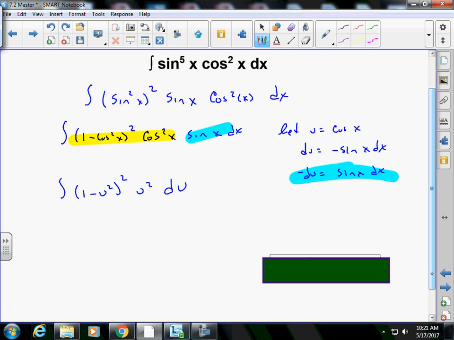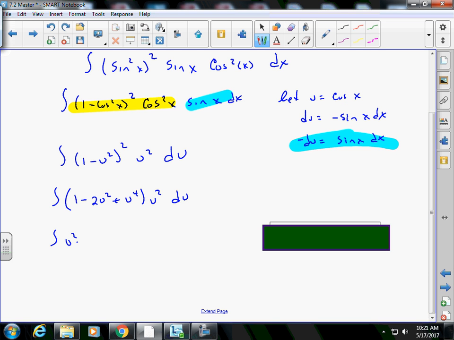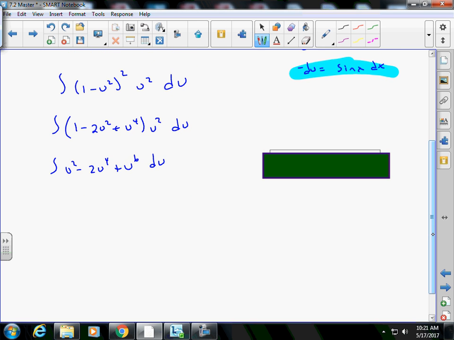Now I'm going to expand it. I get 1 minus 2u squared plus u to the fourth, times the u squared du. Then I'm going to distribute that u squared: u squared minus 2u to the fourth plus u to the sixth du. Now that I've done that, I can integrate. u cubed over 3 minus 2u to the fifth over 5 plus u to the seventh over 7 plus c, right?